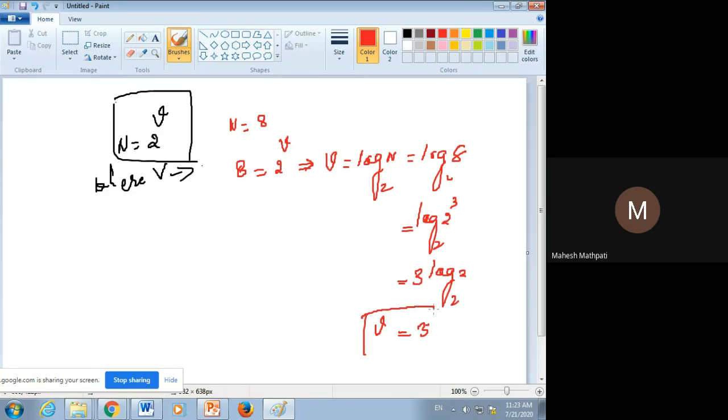How many number of stages you require? 3 stages you require. Are you getting my point? Have you understood how I have calculated this v value? Yes, sir. Are you getting this point or not? Yes, sir. Now, if n is equal to 8, we require a number of stages are 3.